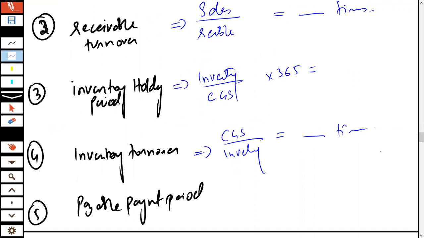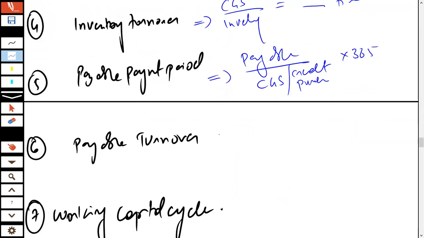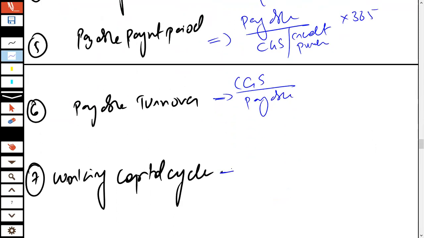Again, it's going to be in terms of times. Then you've got the payable payment period, which is payable divided by cost of goods sold. And if the credit purchases are available, you divide it by credit purchases. You multiply it by 365. The payable turnover is like this. The payable turnover is going to be COGS divided by payable. And lastly, when you've got the working capital cycle, the working capital cycle is established like this.